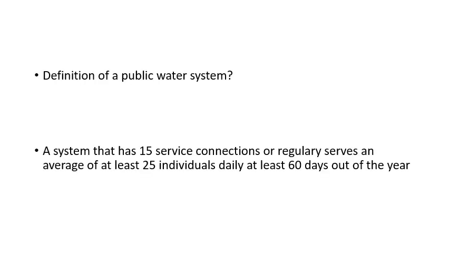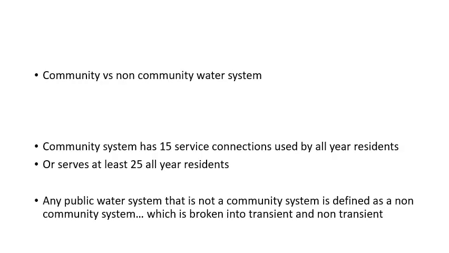Definition of a public water system. A system that has 15 service connections or regularly serves an average of at least 25 individuals daily at least 60 days out of the year. Community versus non-community water system. A community system has 15 service connections used by all year-round residents or serves at least 25 year-round residents.